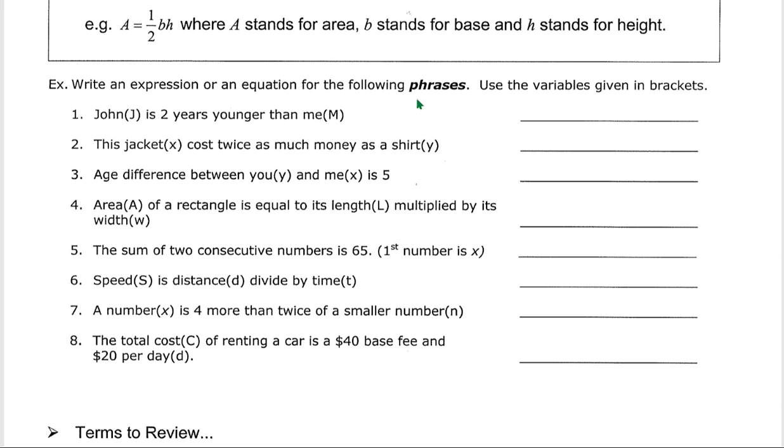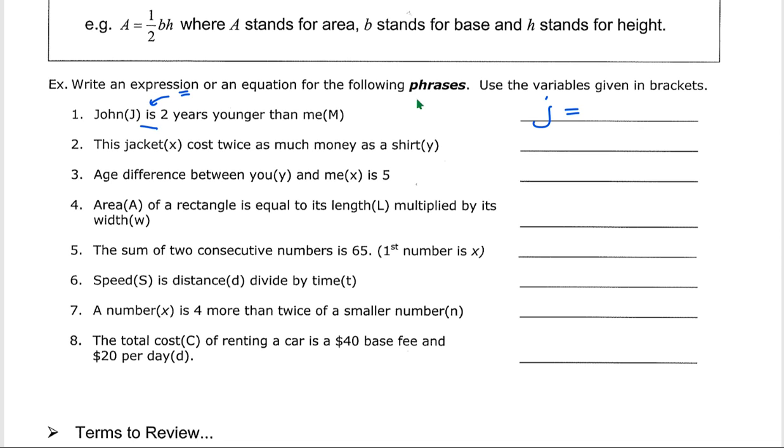So for example, number one, John, and we're going to use J for John, is 2 years younger than me. We'll use M for me. So J is going to represent John's age, and M is going to represent my age. And we're going to do this in order of the sentence. So I'm going to put a J, and then there's the word is. So in math, what does is mean, if I was going to convert that into a symbol for an equation? So is an equal sign. So J equals, John is 2 years younger than me.